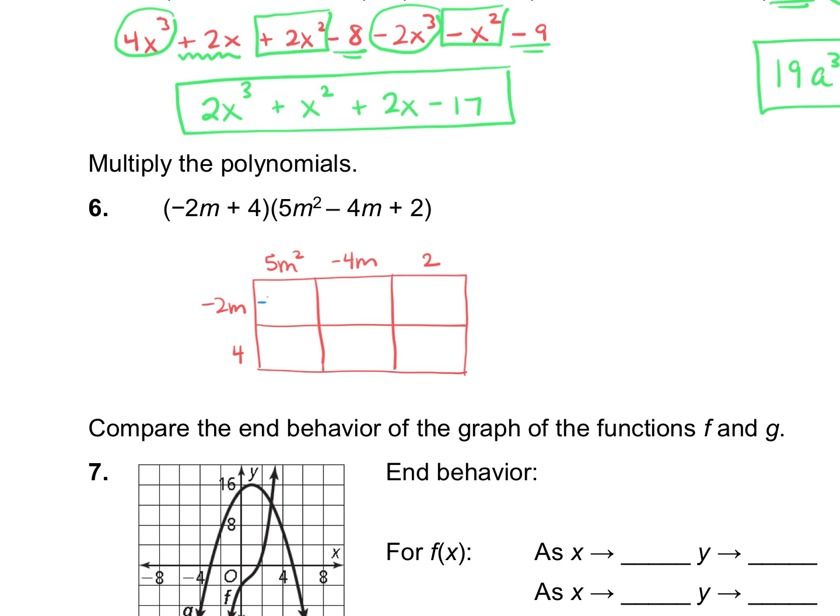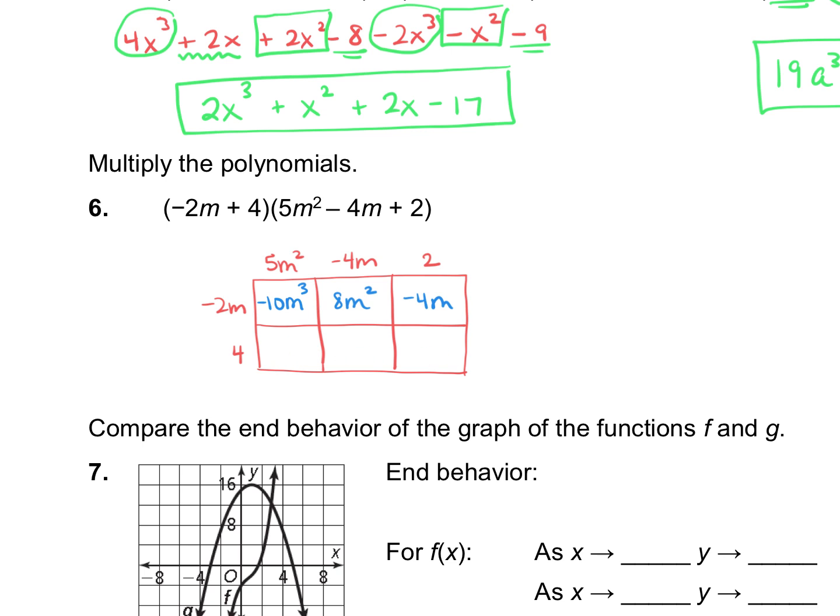5 times negative 2 is negative 10. And then m squared times m to the first power, we do add our exponents and we get m to the third. All right, I'm just going to move to the right. We have negative 2m times negative 4m. So the coefficients, negative 2 times negative 4 is positive 8. And m times m, we add our exponents and we get m squared. Now we're going to do negative 2m times a positive 2. So multiply the negative 2 and the 2, we get negative 4, and then the m just stays with it. It didn't change because it wasn't multiplying with any other m's.